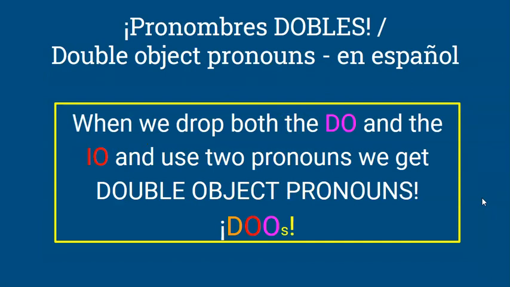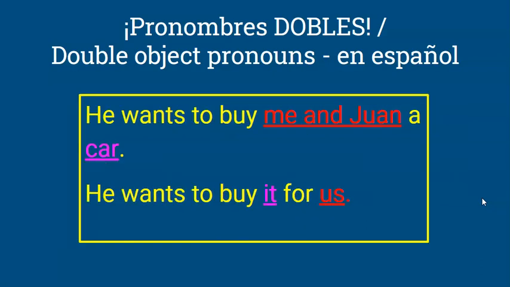Now, pronombres dobles, double object pronouns in español. When we drop both the direct object and the indirect object in a sentence and use two pronouns, we get double object pronouns, dobles. So, in English, we'll start off.